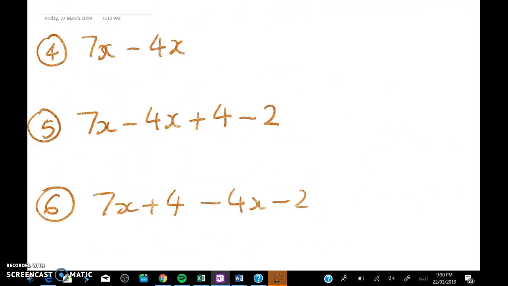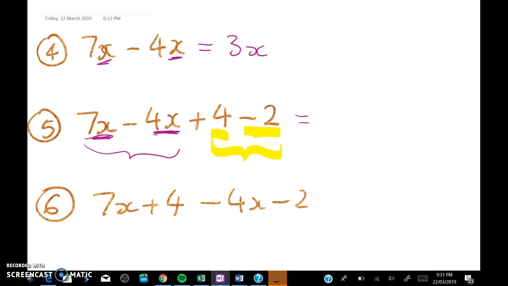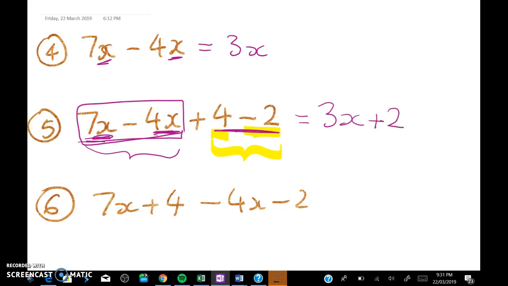Okay, so here are the next 3. So write out the question and the answer for your revision, and let's go through them. Right, the first one, I've got 7x, take away 4x. The letters match, so they're like terms. 7 lots of them, take away 4, gives me 3x. In this next one, I've got 7x, take away 4x again, and then I've got 4, take away 2. So these things can be combined, and these things can be combined, but they can't all go together. So this one is going to be 3x, plus, well, 4 take away 2 is just 2, so plus 2.